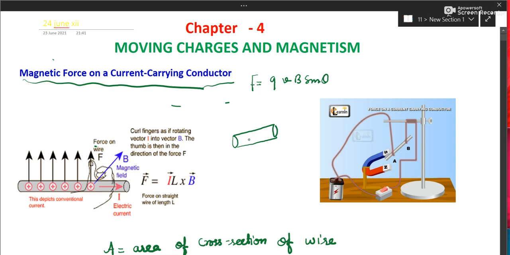Inside a current carrying conductor, charges are already moving. That is current, the rate of flow of charges. So these charges which are already moving, moving in a magnetic field, will experience a force. So if all the charges are experiencing a force, that means the conductor is experiencing a force.